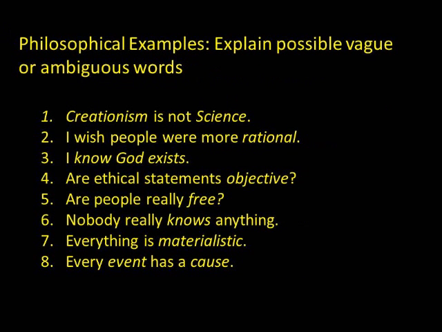Okay, and then finally in this last exercise you can see some philosophical examples of vagueness and ambiguity. When we have discussions about these things, we want to clearly define what we mean by creationism and science and rational and God and objective and free and so on in order to have good discussions.